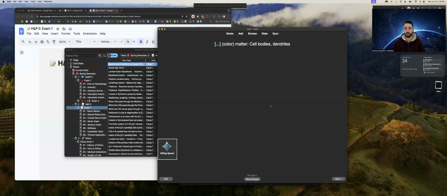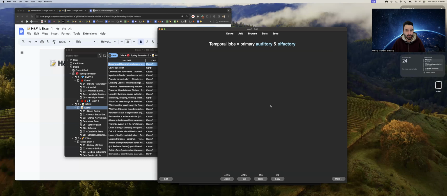Blank color matter, cell bodies, dendrites. This is gray matter. Okay. I guess the neurons or axons are white. Temporal lobe equals primary auditory and olfactory. So smell and hearing. Okay. There are blank pairs of spinal nerves, including blank pairs of cervical nerves. So 31 with 8 pairs of cervical.